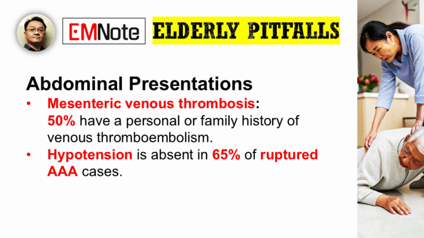Why is that? Why no hypotension? Their body's compensatory mechanisms can sometimes maintain blood pressure longer, even with significant internal bleeding. It masks the severity. Okay, so 65% without hypotension. That changes everything. If we can't rely on low BP, what should we focus on for a suspected rupture? You need that high index of suspicion based on age and symptoms. Yeah. Sudden, severe abdominal or back pain. Maybe flank bruising, though that's a later sign.